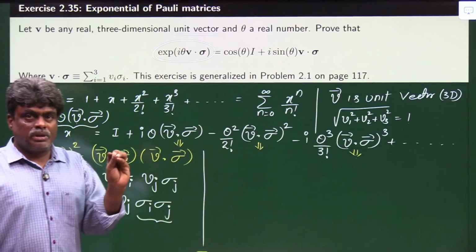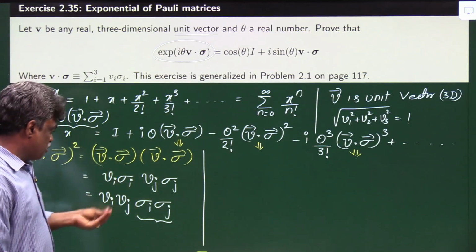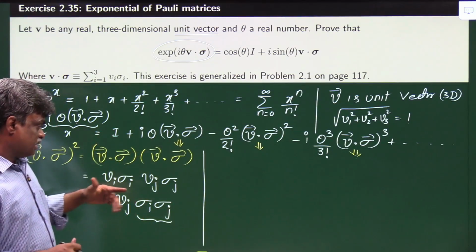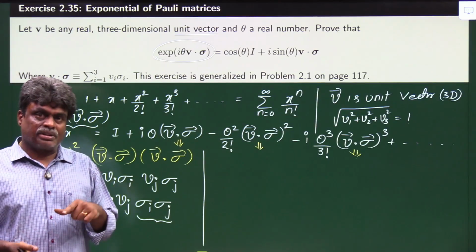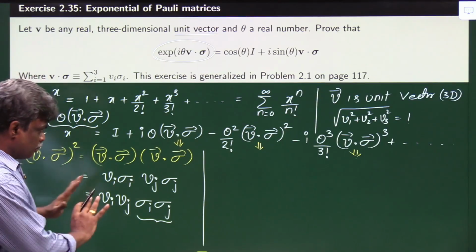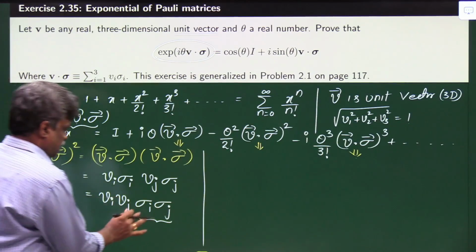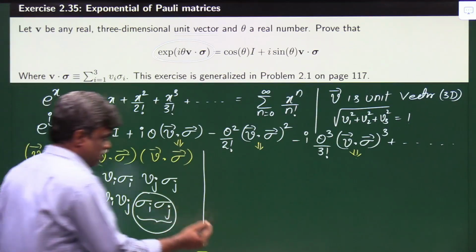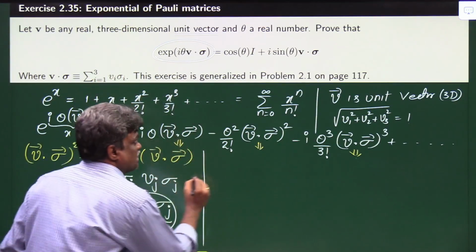If you don't know the tensor notation, please inform me. I will make one more video on this tensor notation and how to find the dot product and cross product. If you know, it's okay, otherwise please inform me. Right, so now I'm going to find this σ_i σ_j. Ready? So what is this σ_i σ_j?